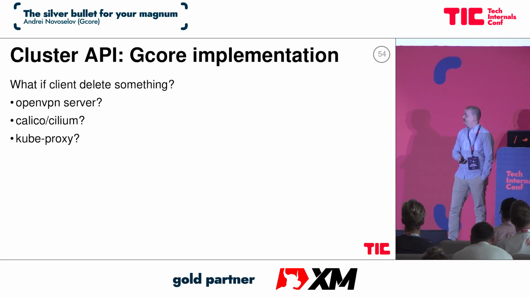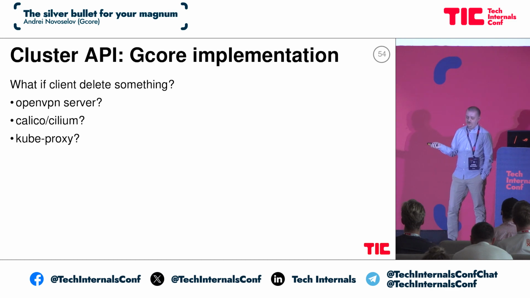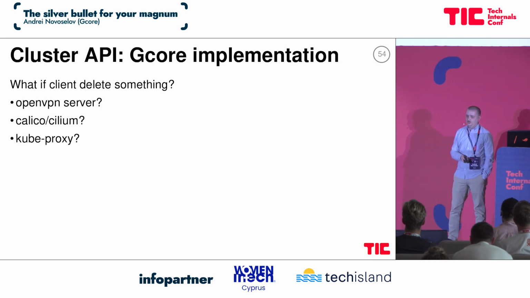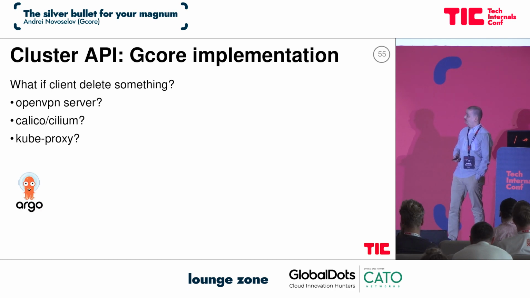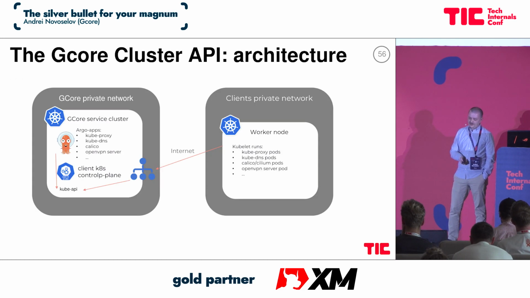So, but what if the client deletes something on the client side? What if he deletes the OpenVPN server? What if the client deletes the daemon set of Calico or Cilium and will lose the network? What if he deletes the kubeproxy if he's using Calico? Well, we have to reconcile it somehow because it's a managed service. So we use Argo CD for that. And it looks like this.